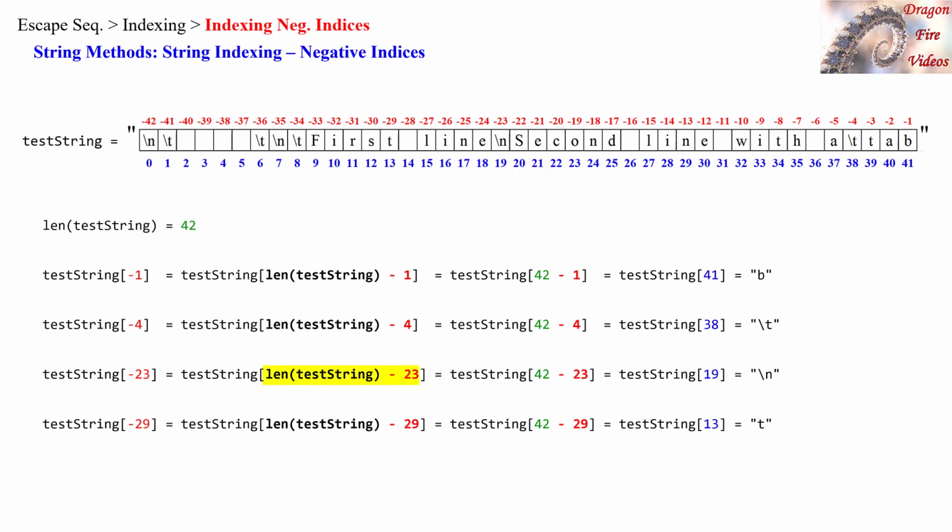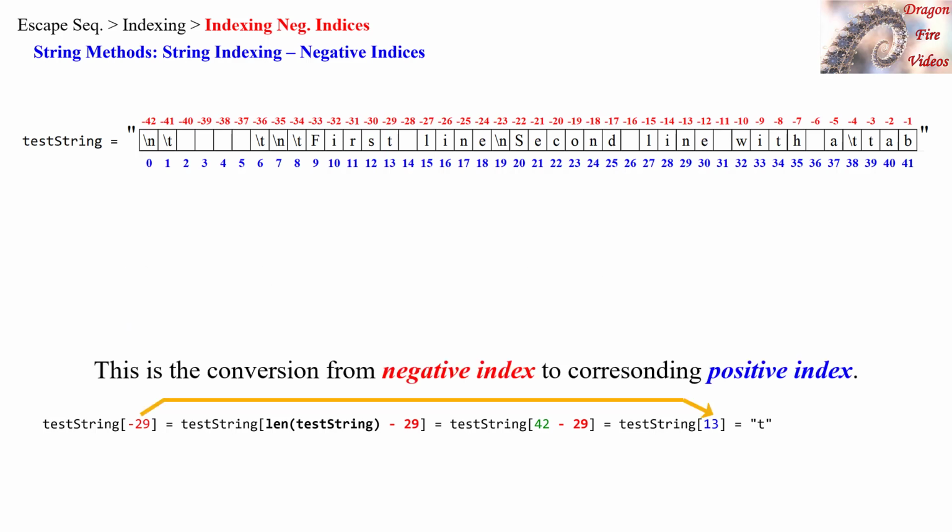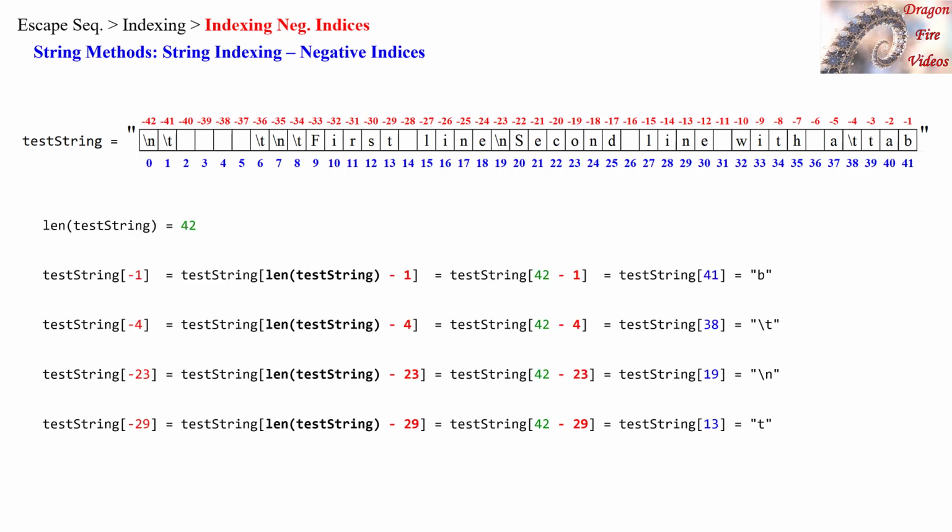Test string at -23 is the same character as test string at 19, which is the character in the 19th index. And test string at -29 is the same character as test string at 13. These are the same expressions that we looked at a moment ago, but now I'm making the conversion from the negative index to the associated positive index. That's what I suggest you do if you don't like working directly with the negative indices.